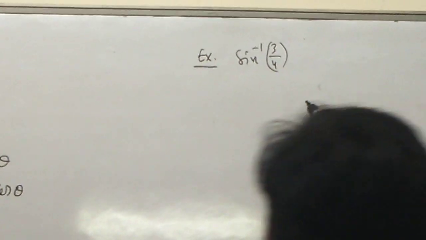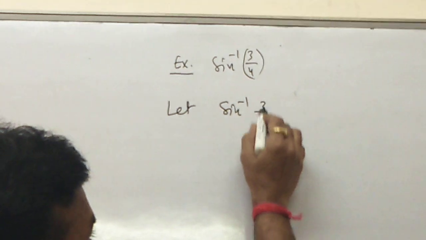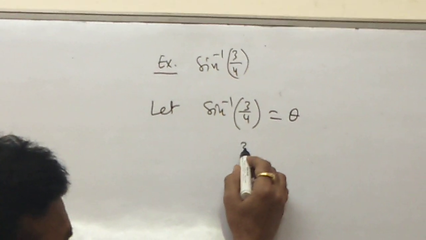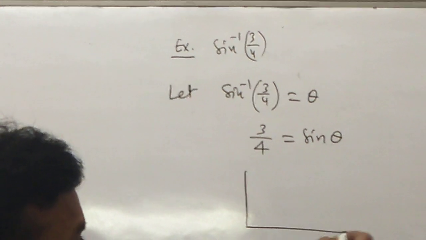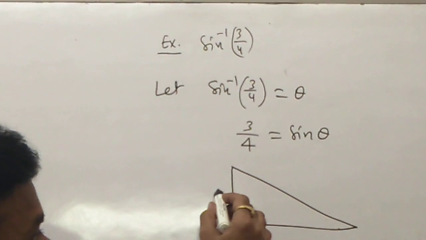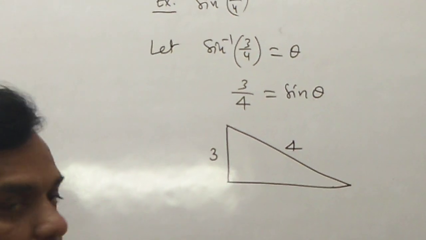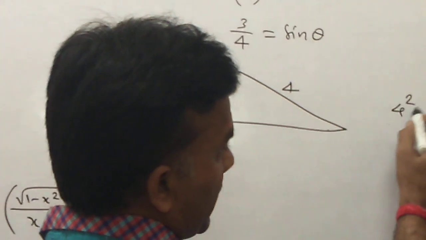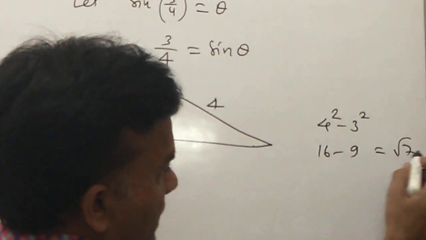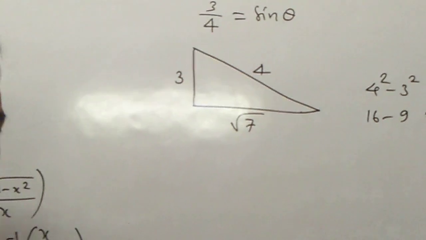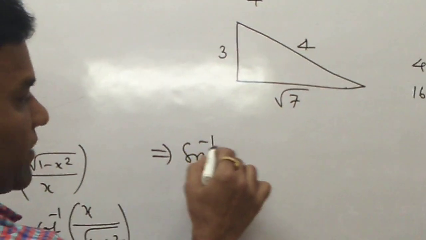So now the concept is the same again. You assume sin inverse 3 by 4 equal to theta, so 3 by 4 equals sin theta, and then you draw the triangle. We know p by h is 3 by 4 here, and now the base is 4 square minus 3 square, 16 minus 9 is 7, so the base is root 7. Now you convert into cos inverse, because the first value we have is sin inverse 3 by 4.